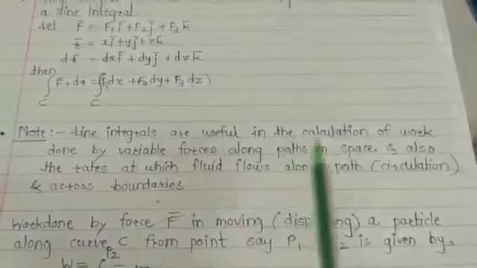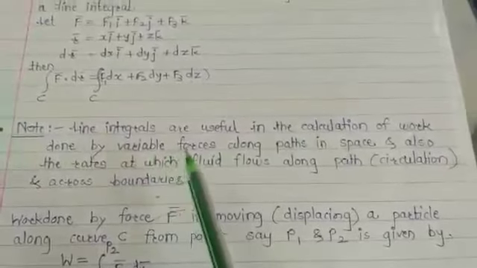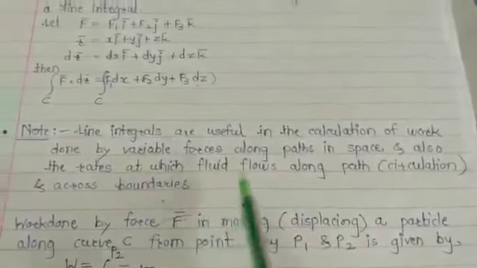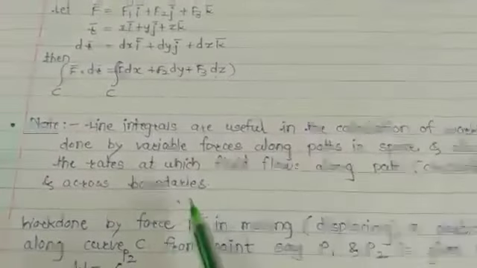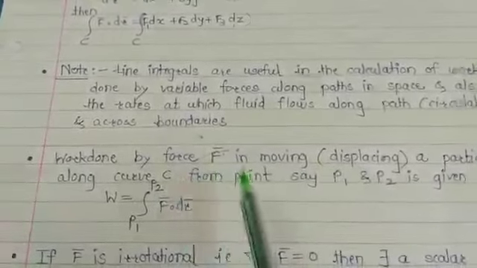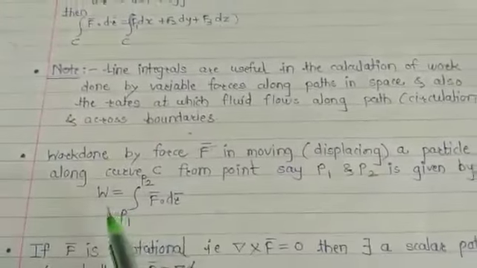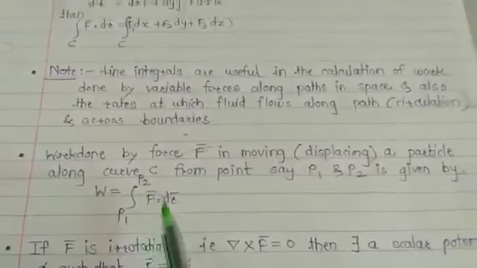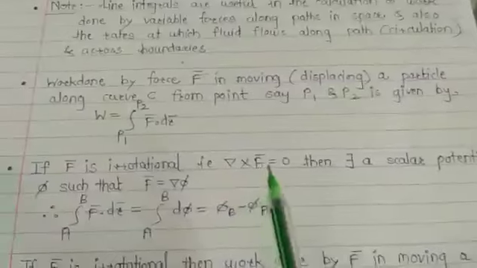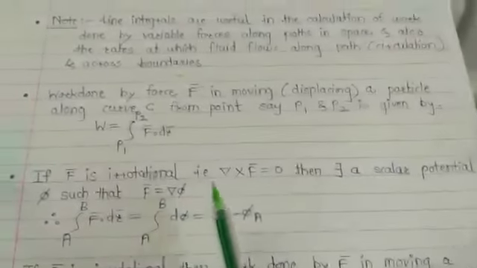Line integrals are useful in the calculation of work done by a variable force along paths in space and also the rate at which the fluid flows along a path and across boundaries. Now suppose P1 and P2 are the given points, initial and terminal point, then work done by the corresponding force is given by W is integration P1 to P2 F bar dot dr bar. Now suppose the path joining the 2 points is not mentioned in the problem, then this is the technique by which we can solve that problem.